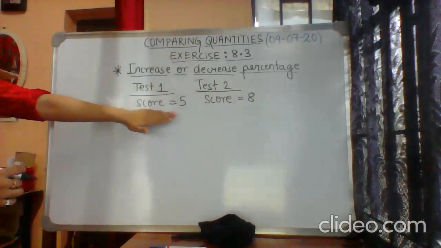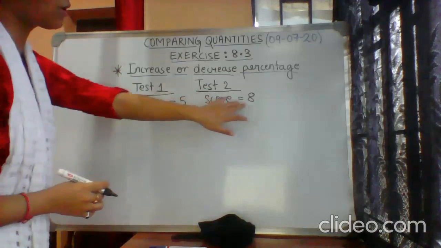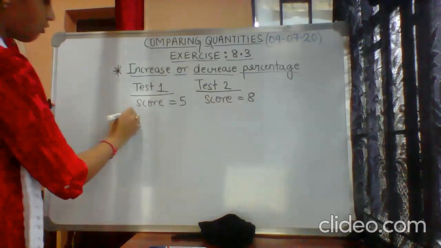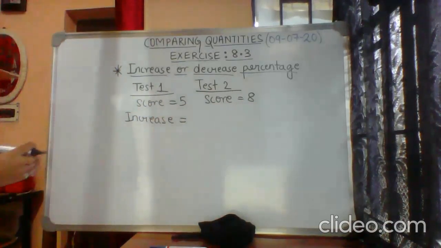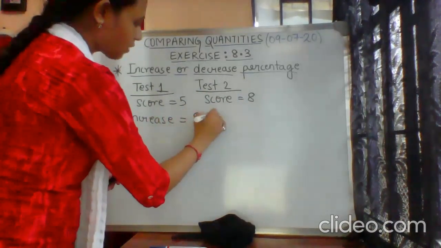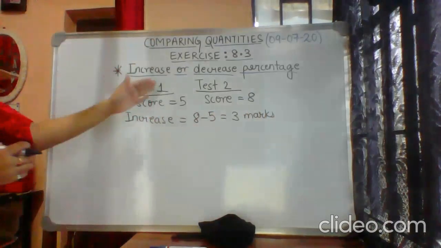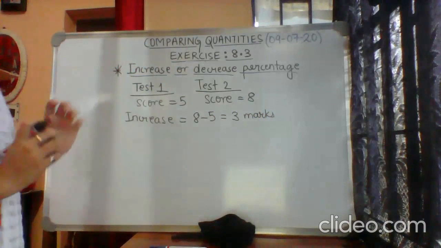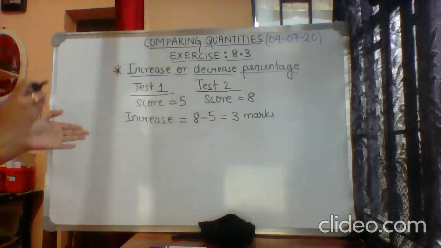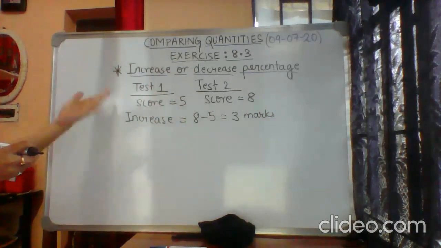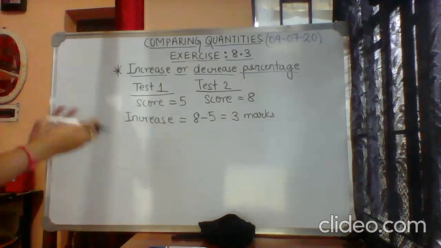So I am taking this into consideration. Okay, in test 1 your score was 5 and now your score is 8. So there is obviously an increase in the score. How much is that increase? We will do 8 minus 5. 3 marks increase from test 1 to test 2. Up to this we know. Similarly, we can find the decrease, if something decreases in score or a decrease in something is there. So this one we know, how to find increase, how to find decrease.